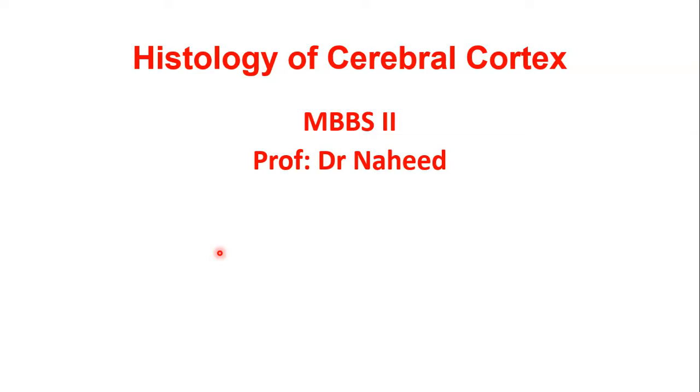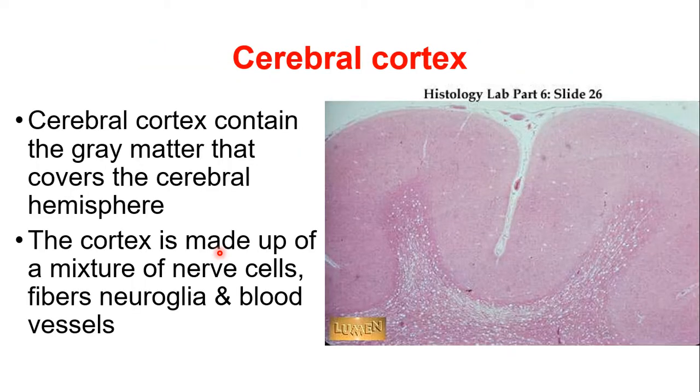Today we will discuss the histology of the cerebral cortex. The cerebral cortex contains the grey matter. This outer layer is known as the grey matter, which covers the cerebral hemisphere. This cortex is made up of a mixture of nerve cells, fibers, neuroglia, and blood vessels.